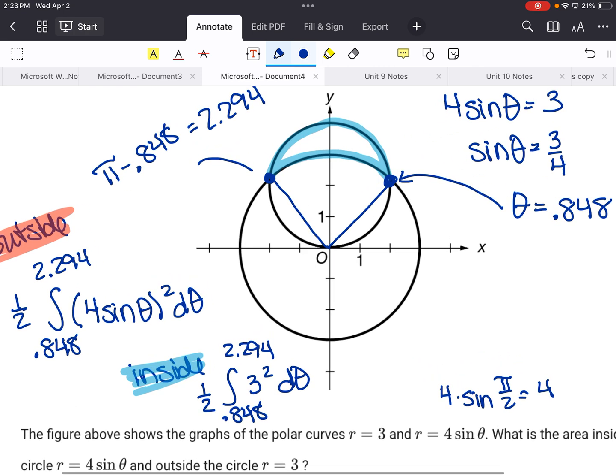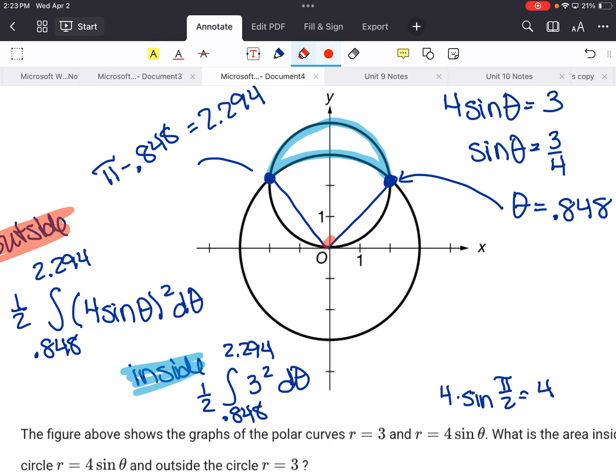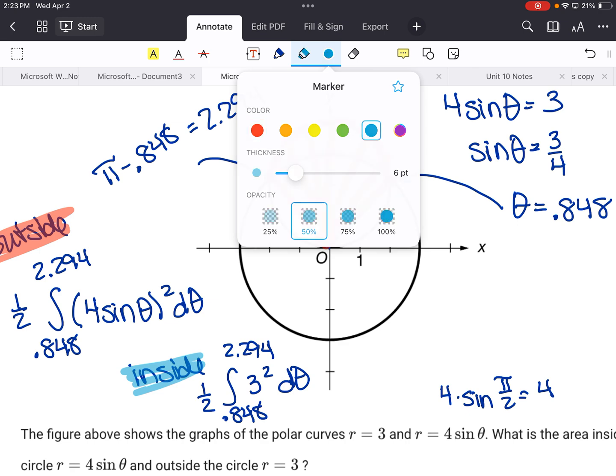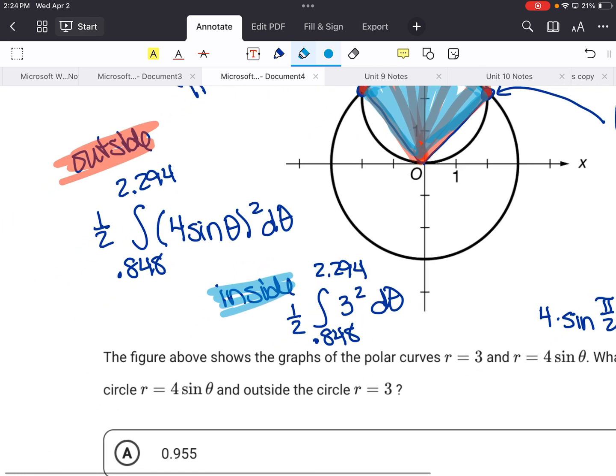I need to do the outside area. That means I'm going to go from 0.848 all the way around until I get to 2.294, and that is going to give me the area of that whole shape that looks kind of like a snow cone. But then I've got to get rid of this part that's inside, the like cone part of it. Well, how am I going to get rid of that part? Well, that part is using the circle, the 3.